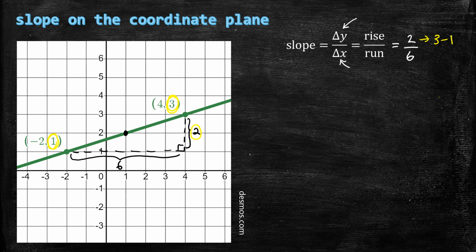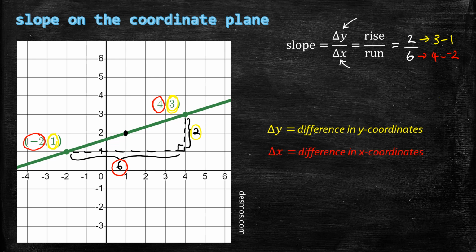And now, what about the 6? Could the 6 be gotten the same way? Well, if you look at the x-coordinate of the point furthermost to the right, it's 4. And the x-coordinate of this point to the left is -2. And if you do 4 take away -2, you do indeed get 6. So this leads us to an important understanding: delta y is really just achieved by taking the difference in the y-coordinates of the 2 points, and delta x is just the difference in the x-coordinates.